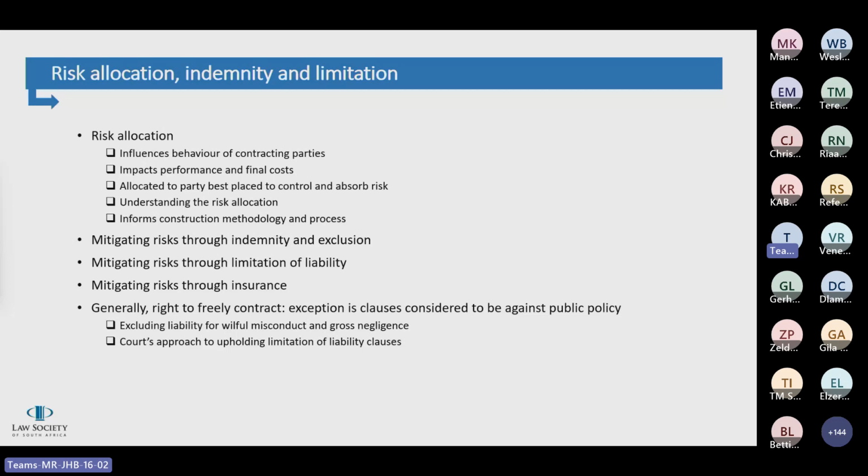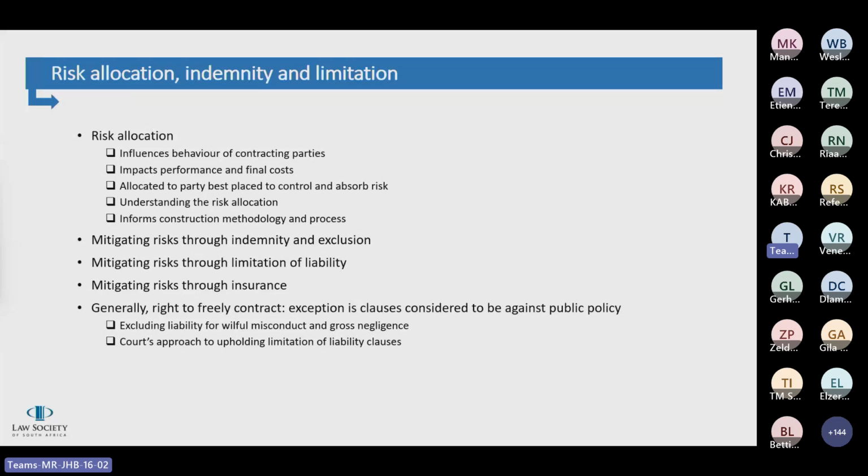There's self-autonomy when we contract, and we have the ability to regulate our own affairs, even to our own detriment. And that's the very essence of freedom and a vital part of dignity, as set out in Barkhuizen versus Napier, which is one of the leading cases on this issue. The exception to this and the basis upon which a court will not uphold a clause such as limitation of liability or exclusion clauses is considered to be where that clause is against public policy, in which case the court won't uphold or enforce a specific clause.